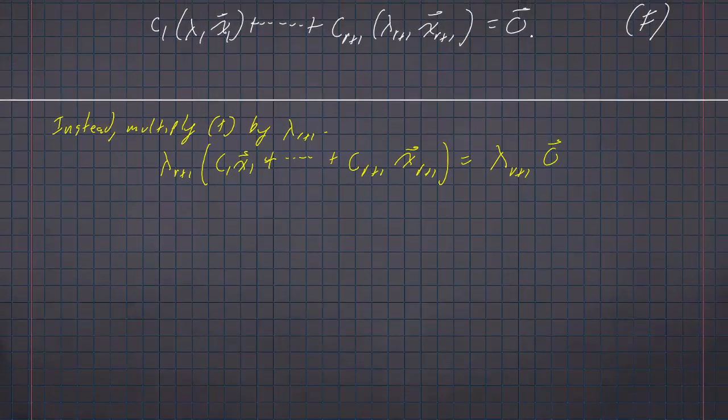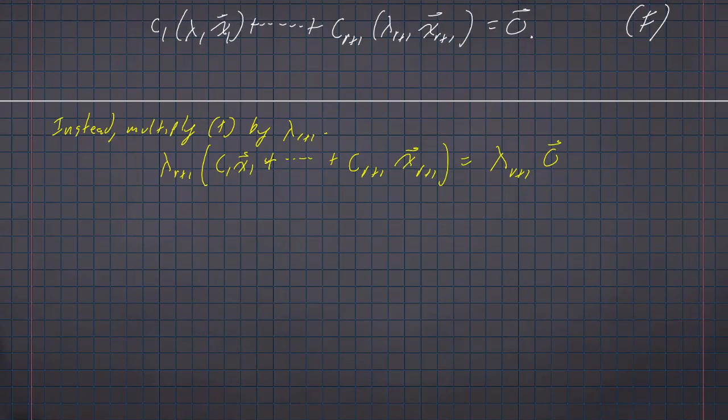Let's keep equation double dagger on the screen if we can. Distributing over here, I've got c1 lambda r plus 1 x1 and c r plus 1 lambda r plus 1 x r plus 1 at the end. On the right-hand side, anything times the 0 vector is the 0 vector. So that gives us something nice to work with.